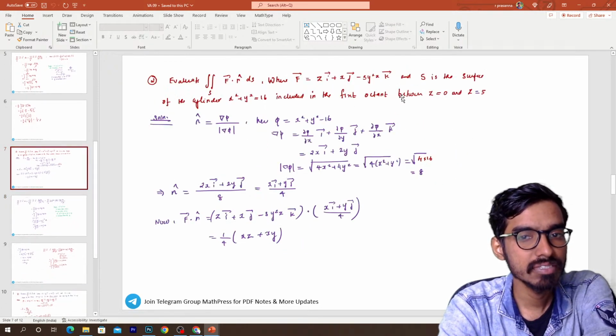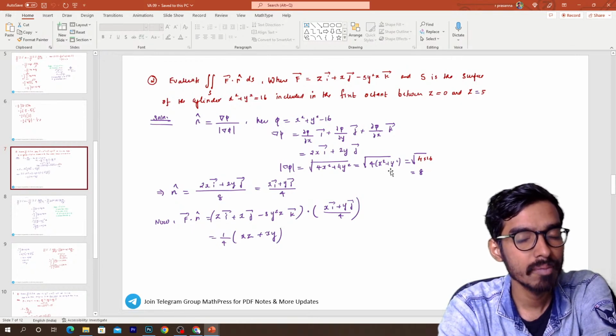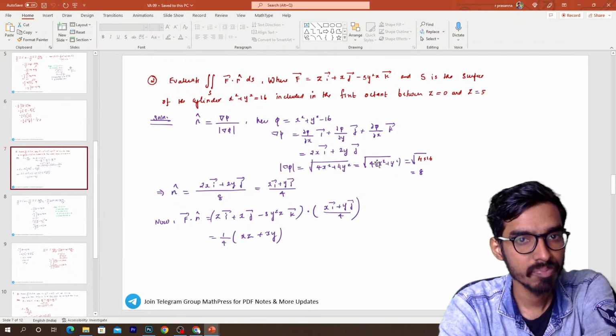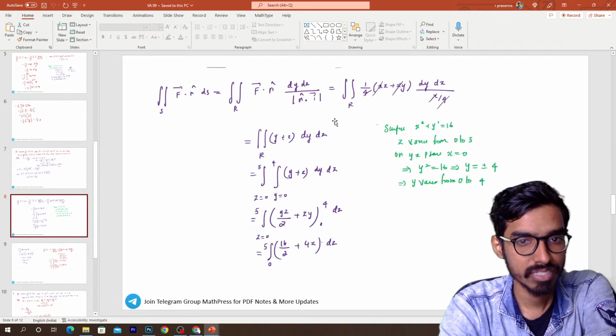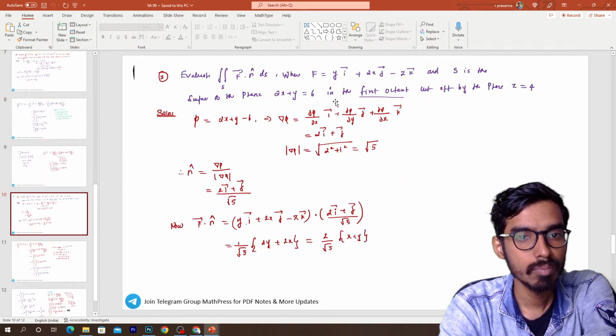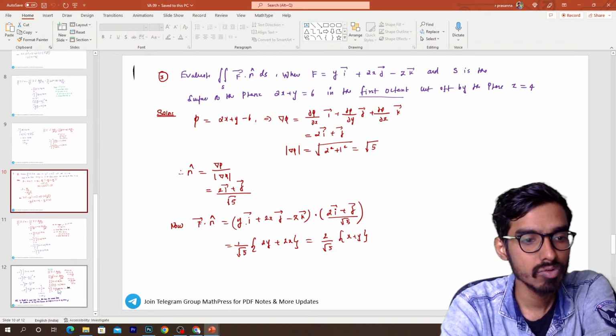I have said that since they are given z limit, you take projection to be dy dz divided by n cap dot i, or dx dz divided by modulus of n cap dot j, right? I have already explained how to take this in the previous class. And the third problem is: S is the surface of the plane 2x plus y is equal to 6 in the first octant, cut off by the plane z is equal to 4, right?